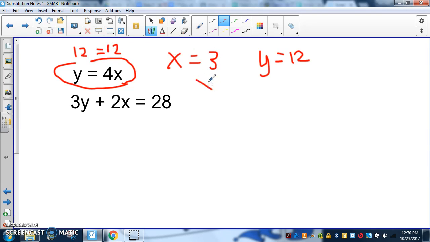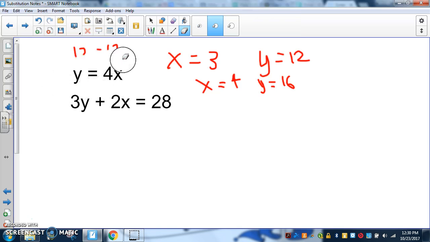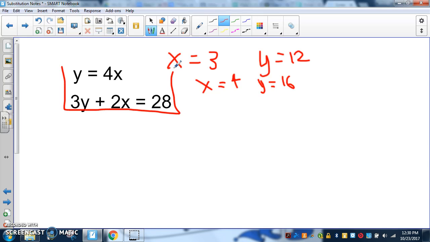But there's more than one. I could plug in, for example, 4 for x, and then y would be 16, right? And I can keep going on and on and find a whole bunch, except I'm looking for one solution. But not just one solution for one equation. I'm looking for one solution that works for both equations. So let's just check our first one really quick. x equals 3, y equals 12.